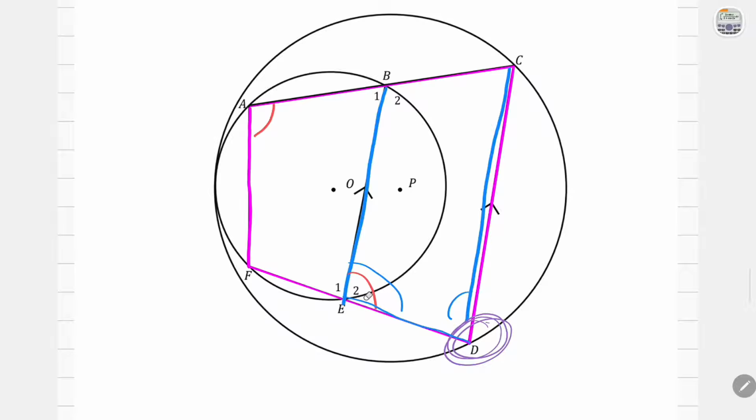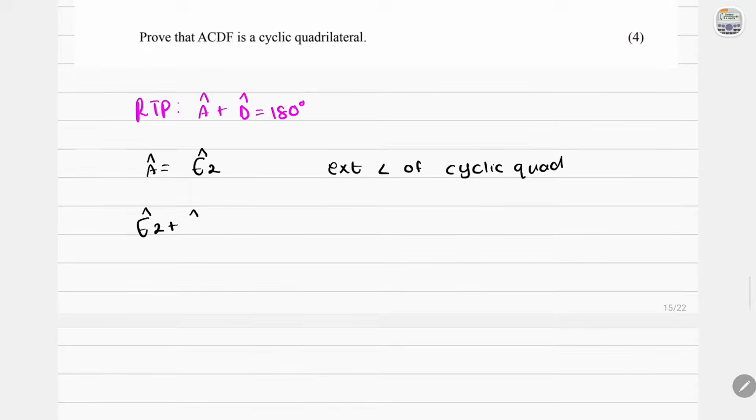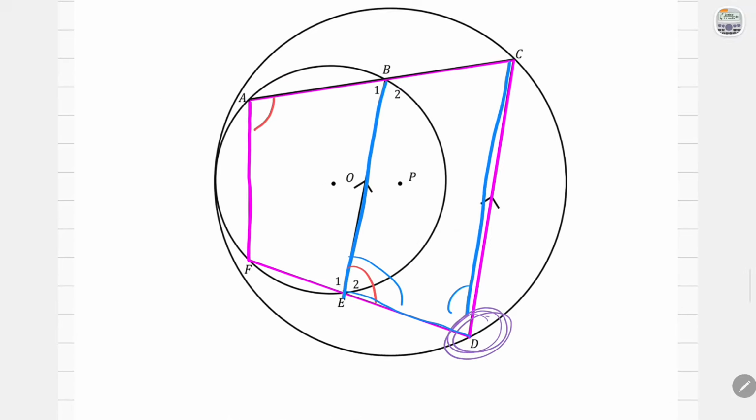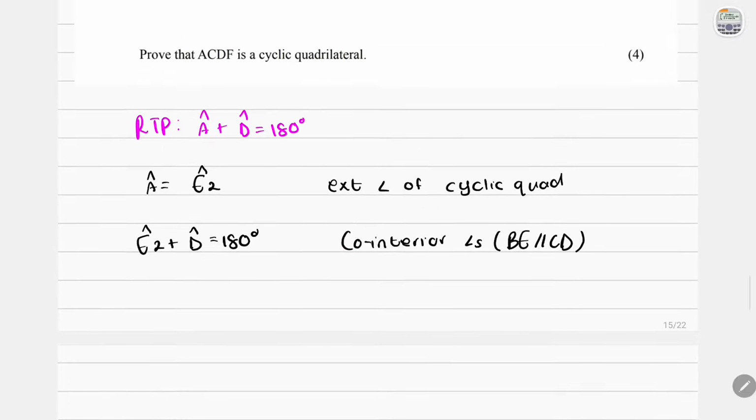And from angle E2, you see that because it lies between parallel lines, the co-interior angles add up to 180 degrees. So angle E2 plus angle D that we have there is equal to 180 degrees. And this is because of co-interior angles on parallel lines. So you can just specify the lines that are parallel. BE is parallel to CD. So BE parallel to CD. And now this is everything we need.